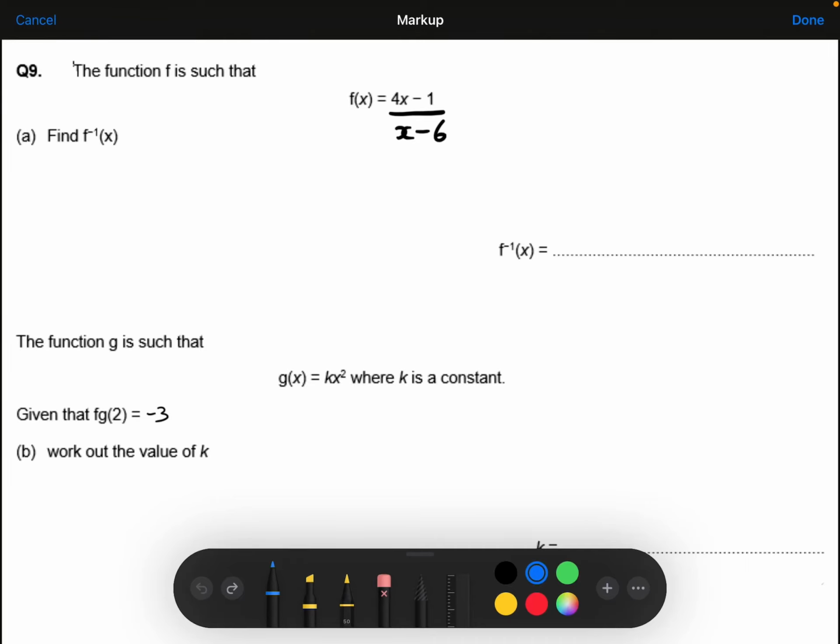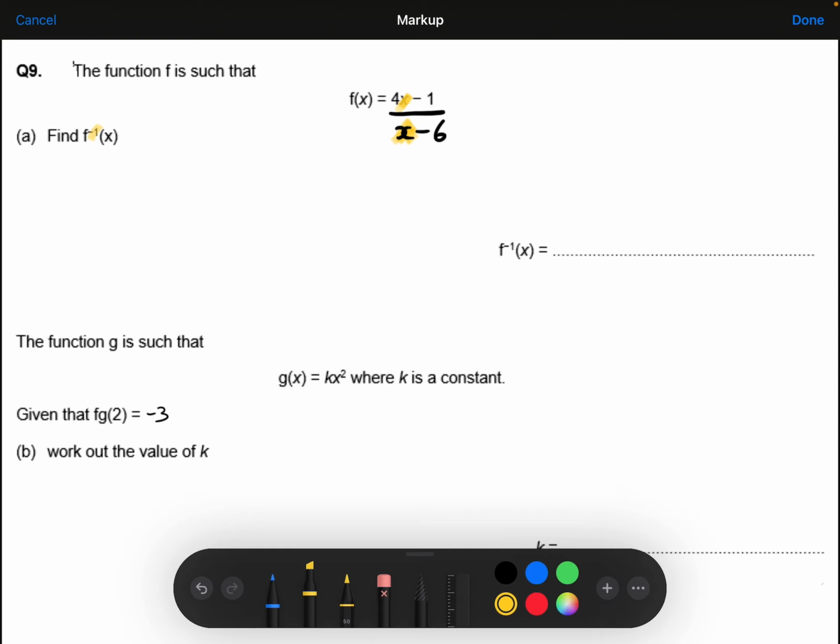We're told that the function f is such that f of x is equal to (4x minus 1) divided by (x minus 6). And we need to find the inverse function. Now, our shortcut method of finding the inverse function here, where we just write down the reverse steps, isn't going to work here because the x appears twice.